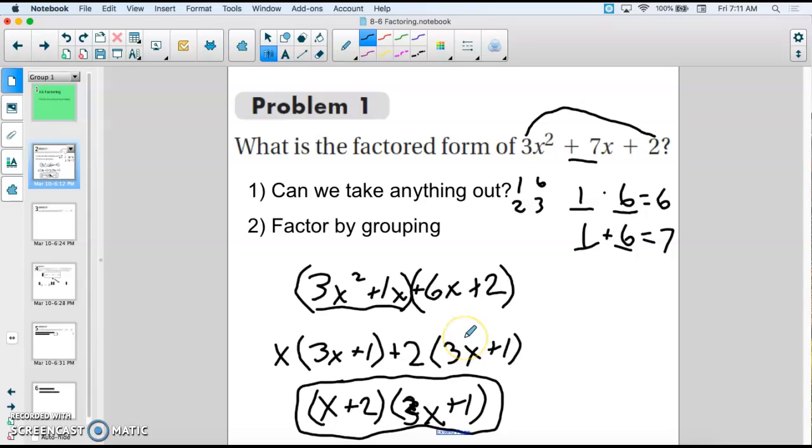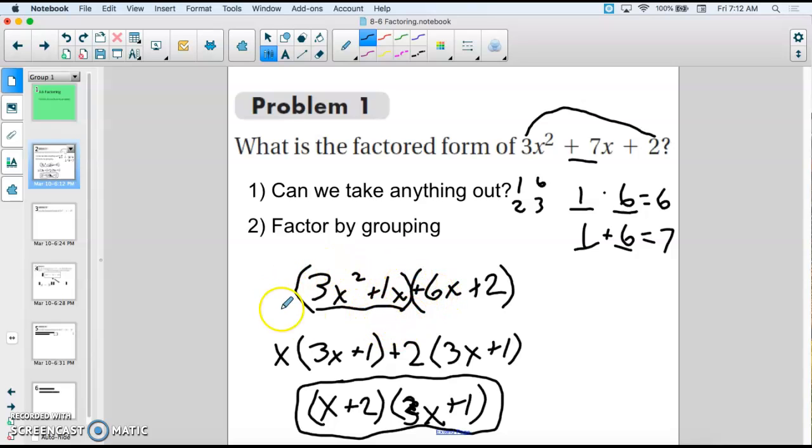Okay, so just a quick recap of our steps. First we asked, can we take anything out? There's nothing we could take out. We multiplied the first number times the last number, A times C is technically what it's called. And we found factors of 6, 3 times 2 is 6, factors of 6 that add up to our middle number, which is positive 7. And we found 1 and 6. Then we split it up. So instead of writing 7x, we wrote 1x plus 6x.